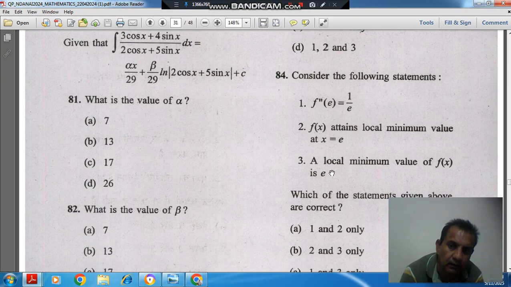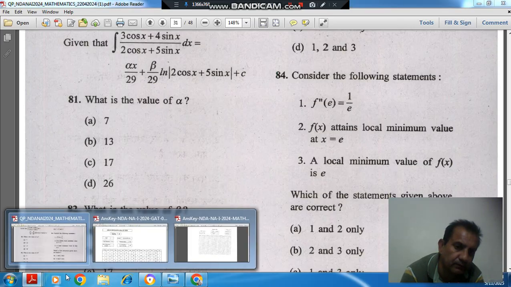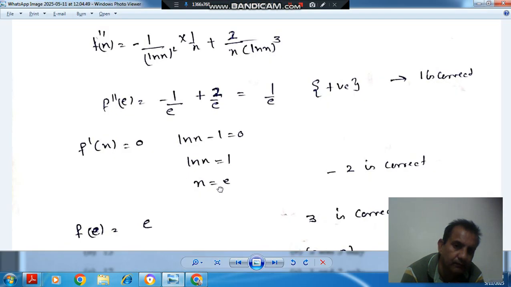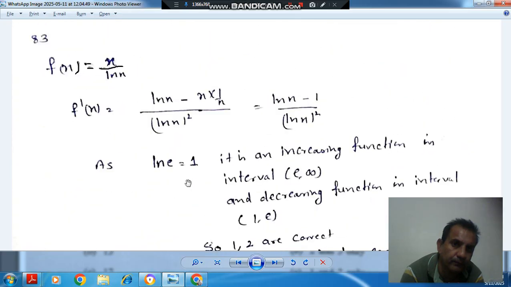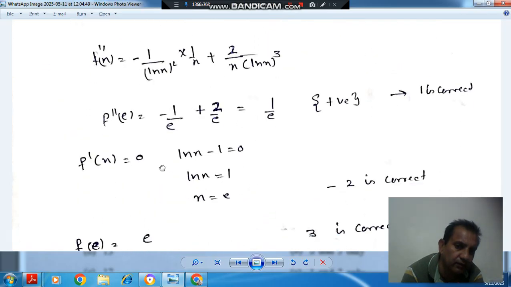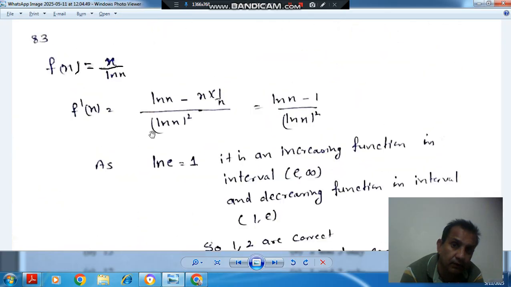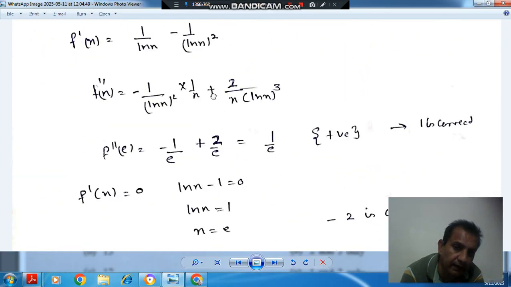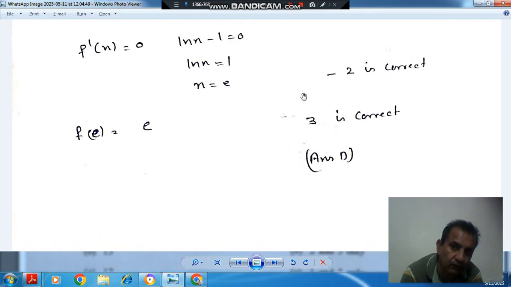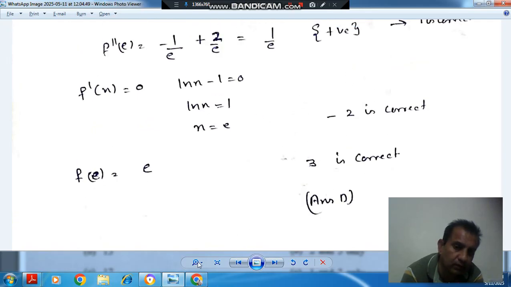The third statement is the local minimum value of f(x) is e. If we put x is equal to e here, then ln e will be 1 and x is e. So f(e) will be e. So the third statement is also correct. So that is the local minimum, because f double dash e is positive, and by putting f dash x equal to 0 we get x as e. So at e there will be a local minimum. So first, second and third all are correct. So answer is D.